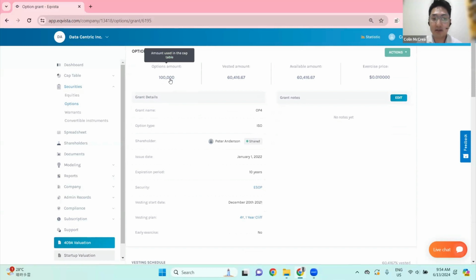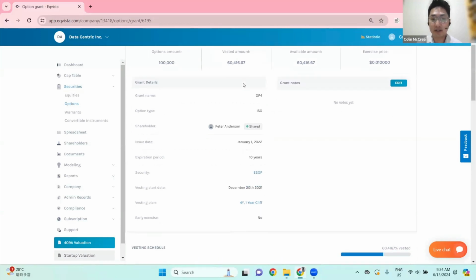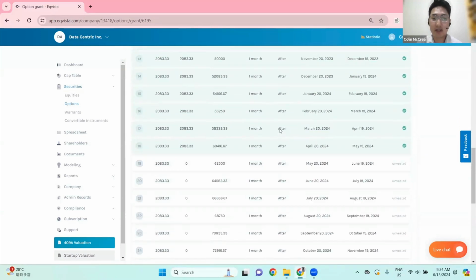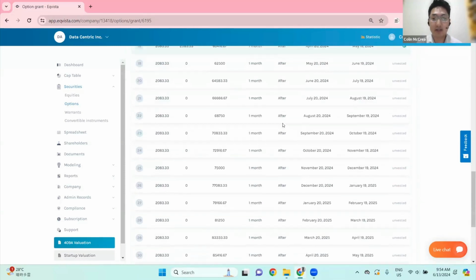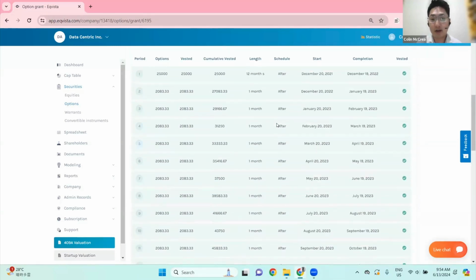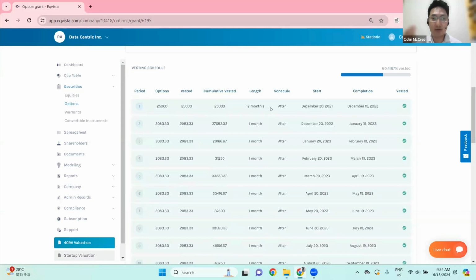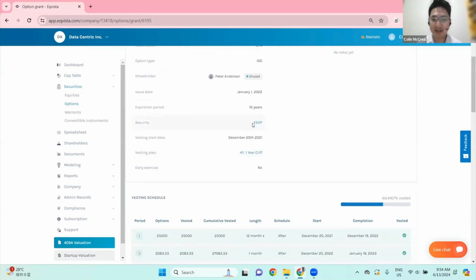All of the details: there's 100,000 options, how many vested, and at the bottom you can see the vesting schedule. And also the shareholder would see this as well. So we have standard templates of vesting schedules, 3 years, 4 years with a 1 year cliff, so you don't have to make it all in Excel. You can just populate it once you save it and connect it with the certain grant. It all calculates by itself. As you can see on the sidebar, you can track common stock, options, warrants, and SAFEs or convertible notes.